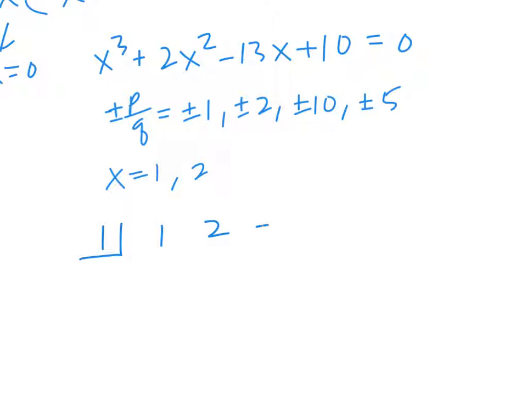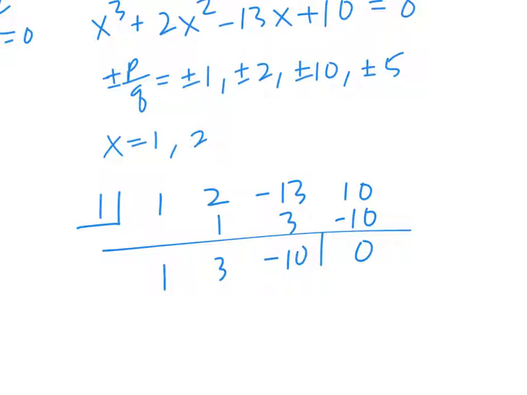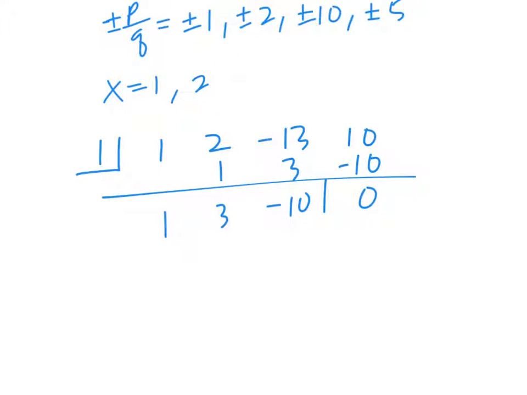So you can start with 1. 1, 2, negative 13, 10. 1, so 1, 1, 1, 3, 3, negative 10, negative 10, 0. All right, once you get to this place, since someone else also said 2 works, here's what you do. You don't go back to the beginning and divide out a 2. You just start from here. If you go back to the beginning, you still have to get back to a quadratic. So you just start with where you left off and then continue.